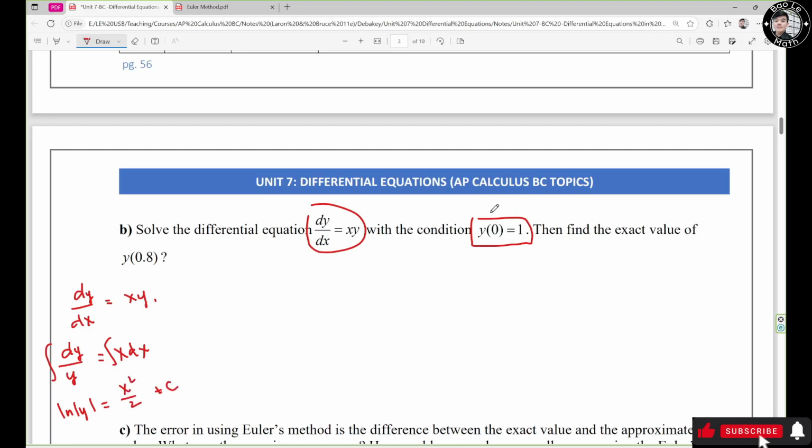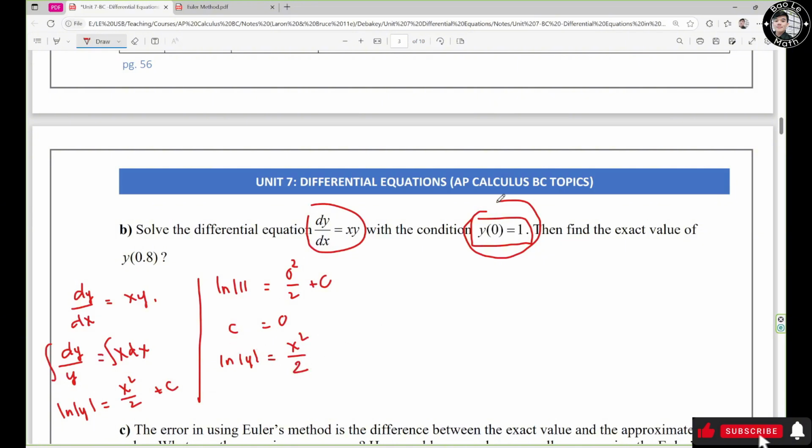Now I need to use the initial condition right here to solve for c. So s equals 0, y equals 1. So natural log of absolute value of 1 equals 0 squared over 2 plus c. Natural log of 1 equals 0, so c equals 0. Then the equation becomes natural log of absolute value of y equals s squared over 2 plus 0. I don't need to write the 0.